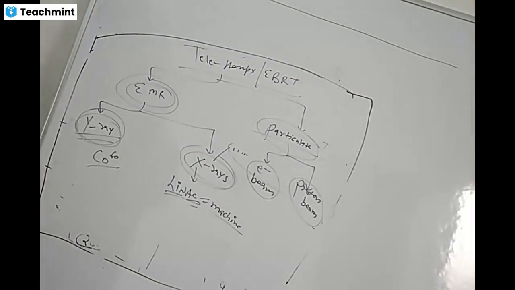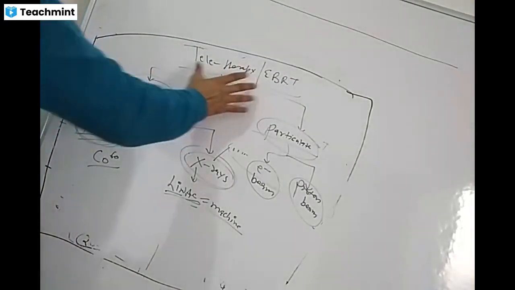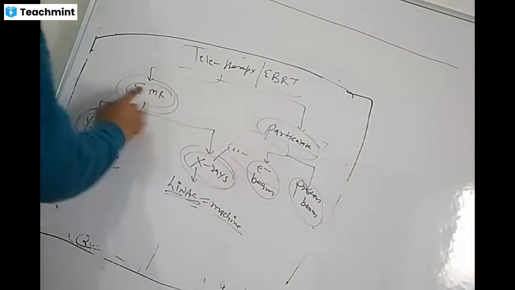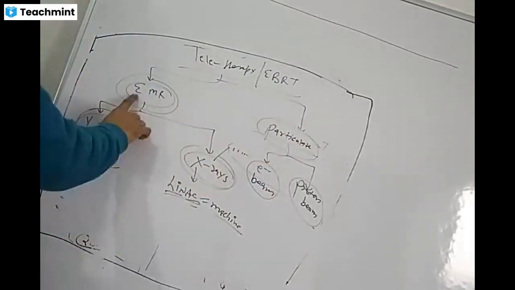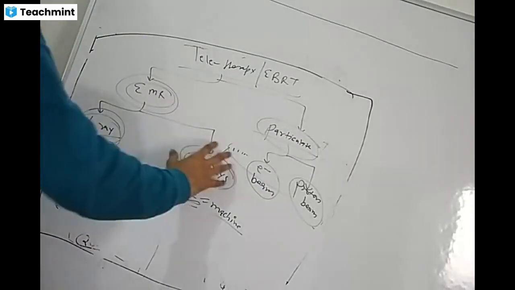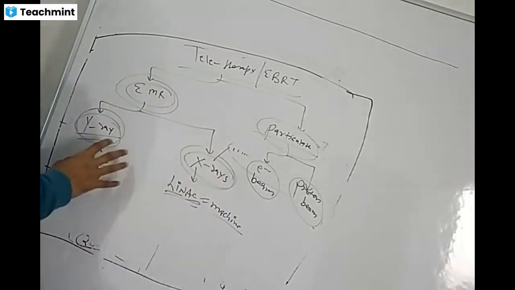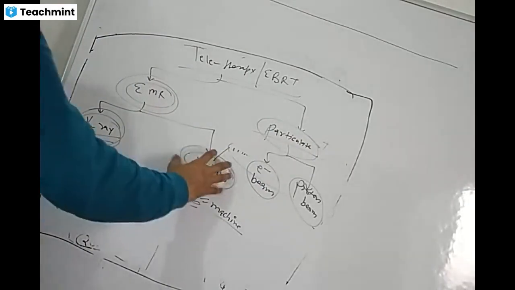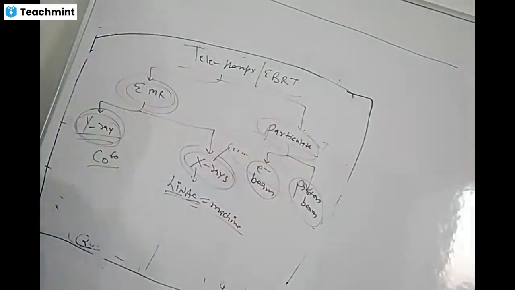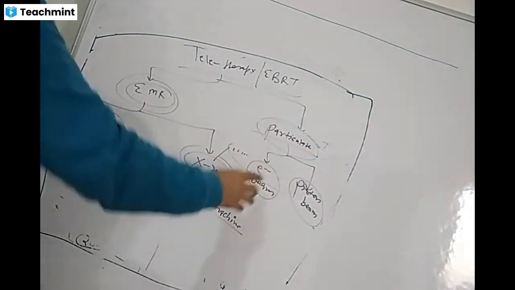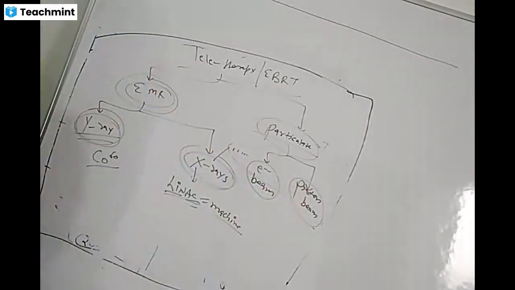So teletherapy. In teletherapy, we are using electromagnetic radiation or particulate radiation. Electromagnetic radiation may be gamma rays or X-rays. The source for the gamma rays is cobalt-60 and the source for the X-rays is the LINAC machine, linear accelerator. In particulate radiation, we are using electron beam or proton beam.